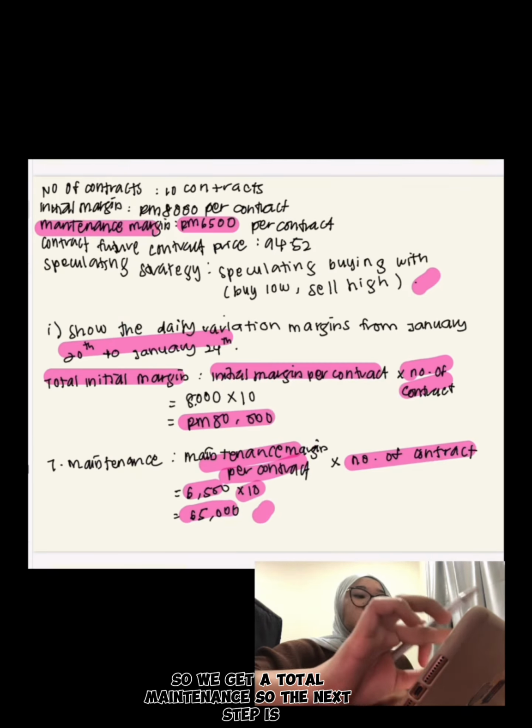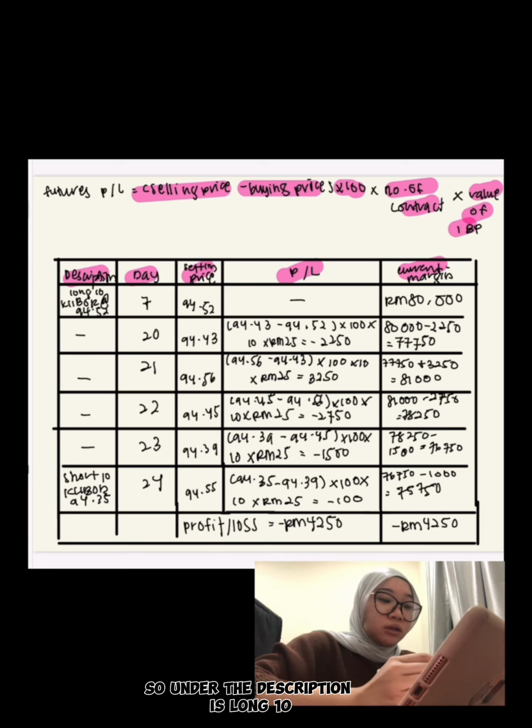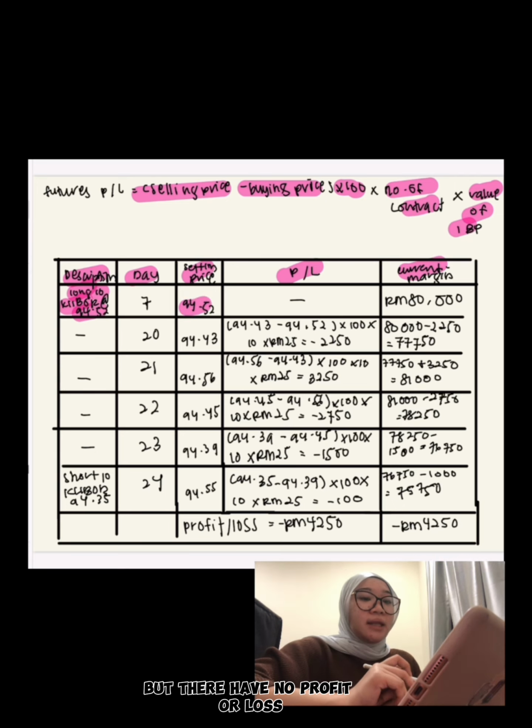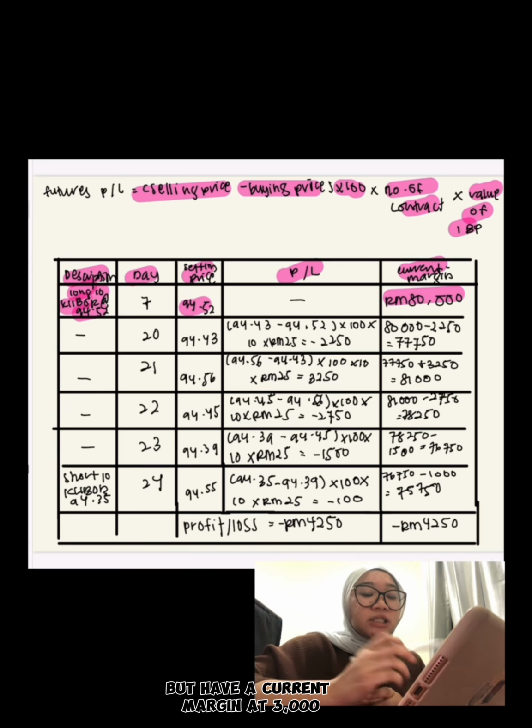So the next step is to calculate the futures profit or loss. To calculate the futures profit or loss, we do the selling price minus the buying price, times 100, times the number of contracts, and times the value of 1 BP. So we do it in a table. The first column is description, second is the settlement price, then profit or loss, and current margin. Under description is long 10 Klibor at 94.52, and the settlement price is 94.52. There is no profit or loss, but the current margin is 80,000.